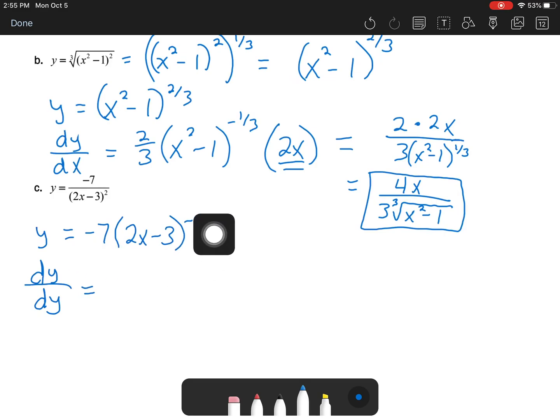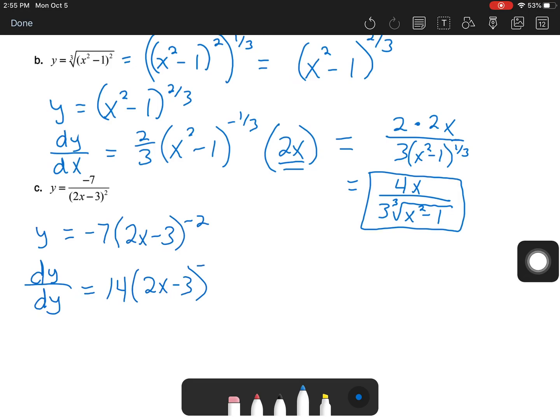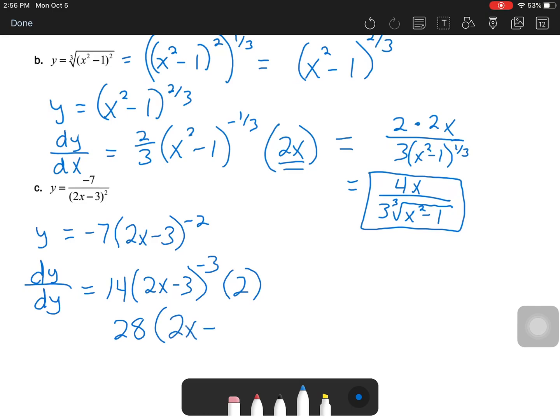And this is just a constant in front, so when I multiply, I can just multiply negative 7 and negative 2 and get positive 14. And then I'll have 2x minus 3, and then I'll take 1 away from this power, so that'll be to the negative 3. But I have to remember that whatever is in here, I have to do the derivative of that. So that means I have to multiply by the derivative of that, which is just 2, right? And so I'm going to take 2 times 14 and get 28. So I'll have 28 times 2x minus 3 to the negative 3.